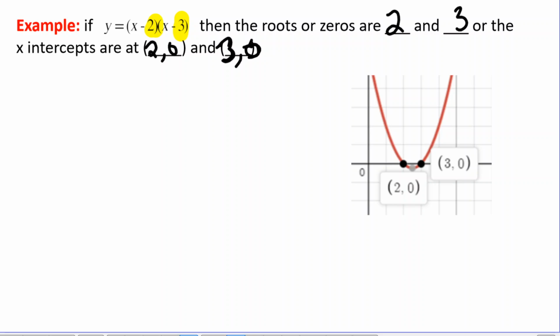Right? And notice on this graph, so we have a sketch of x minus 2, x minus 3. We see those x-intercepts at 2 and 3.